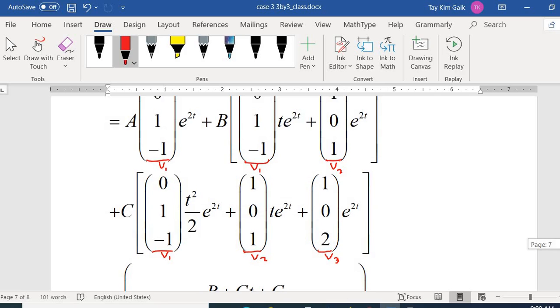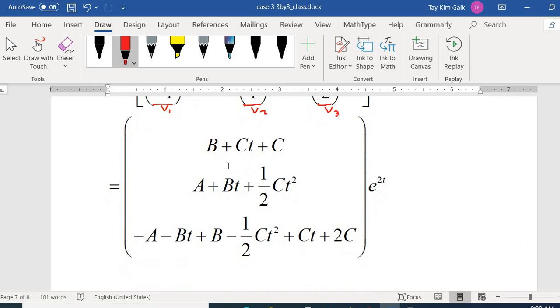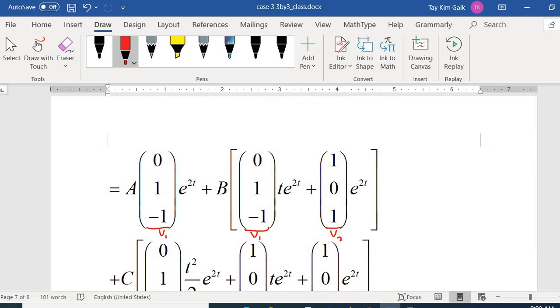Okay, or you may collect it together row by row. We collect together all the first row, second row together, third row together. Okay, so this is for 3 same eigenvalues.